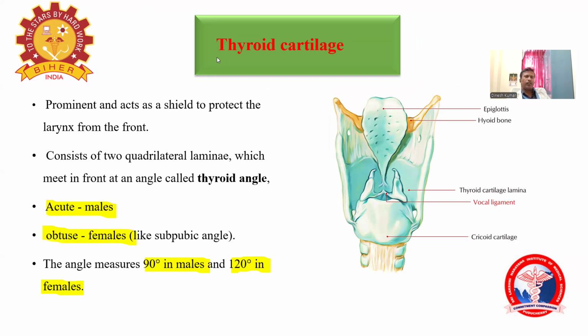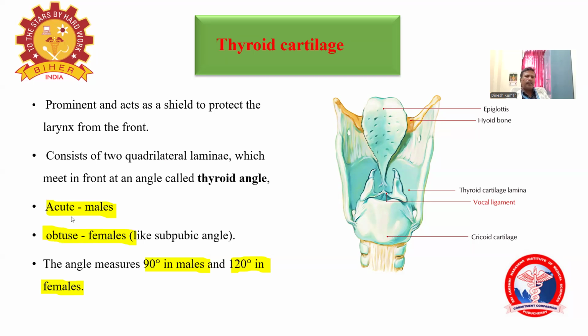The first cartilage we talk about is the thyroid cartilage, which is prominent and acts as a shield to protect the larynx from the front. So this is the thyroid cartilage. This is the posterior view. So it consists of two quadrilateral laminae which meet in front at an angle called the thyroid angle. We call it the Adam's apple.